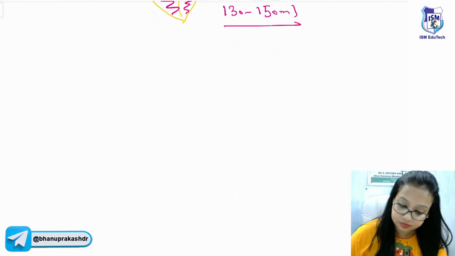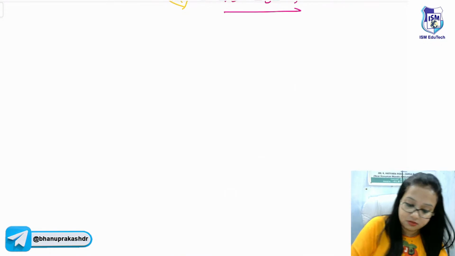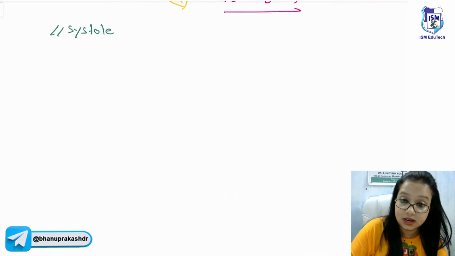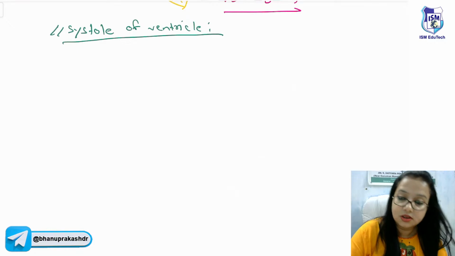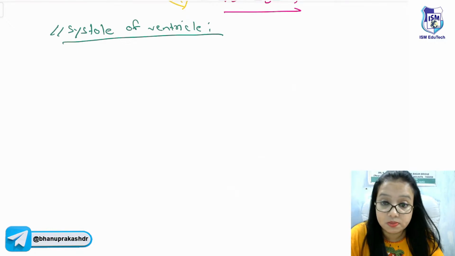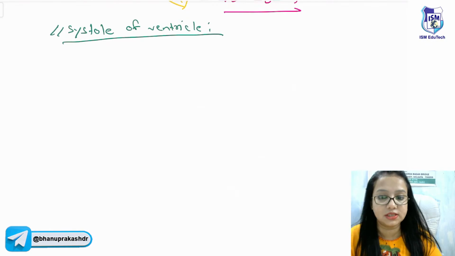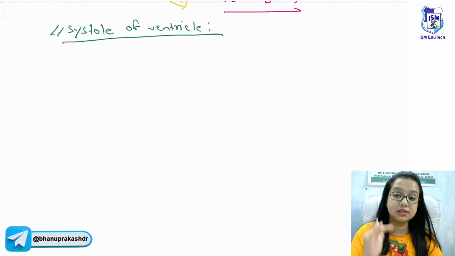Okay. Now, systole of the ventricle. So, once the ventricle is filled with blood, systole of ventricles. Now, when the ventricle is filled with blood, what does it have? It has got the end diastolic volume. End diastolic volume, say it is, for example, 130 ml. Now, systole also happens in stages.